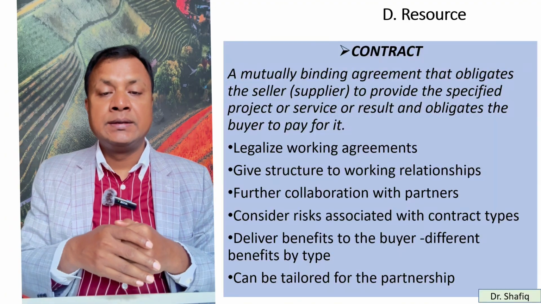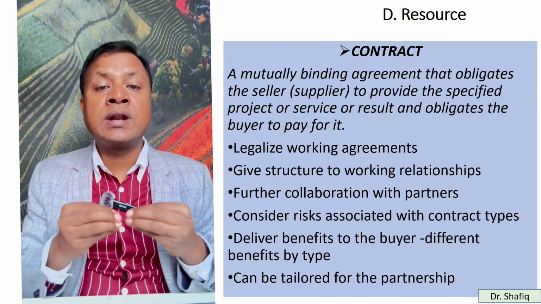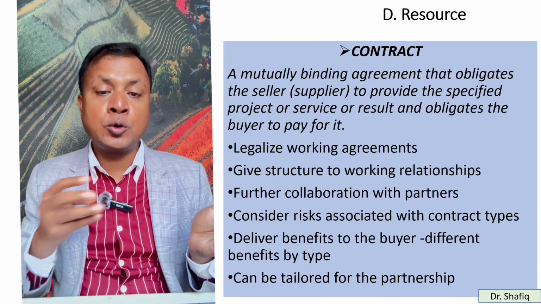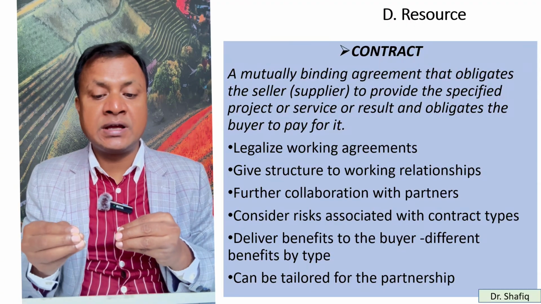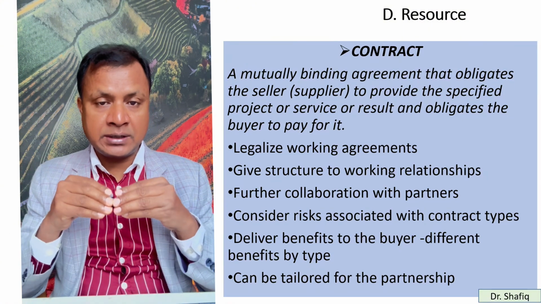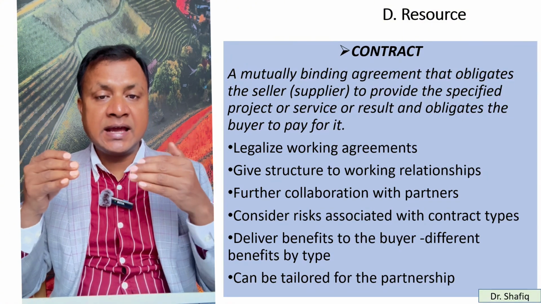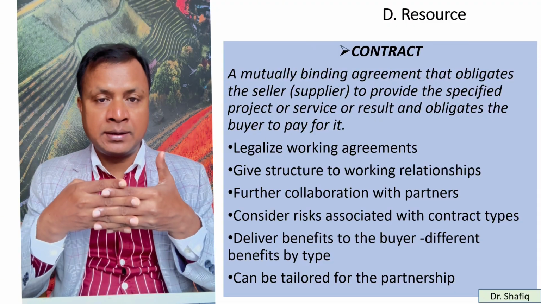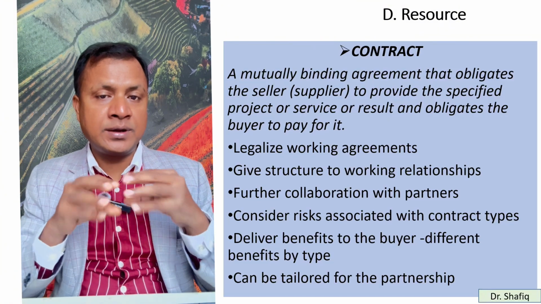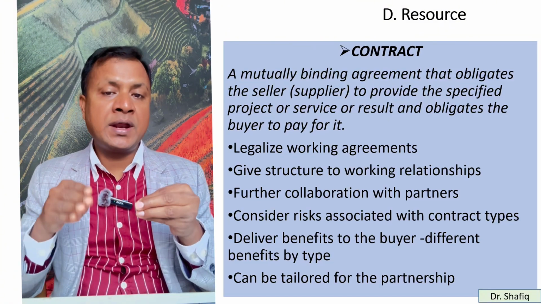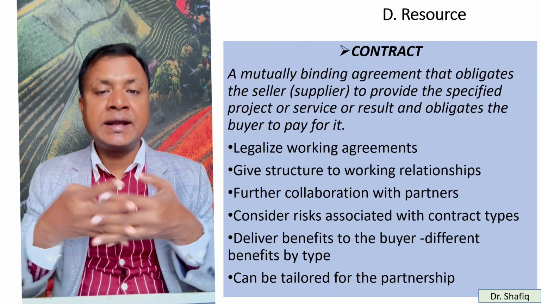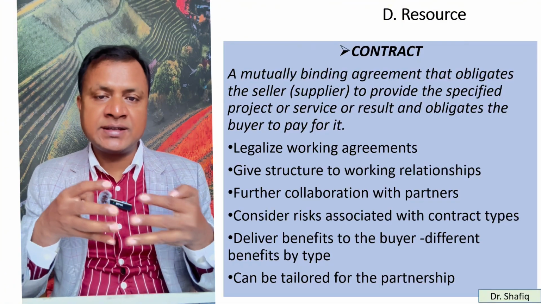And now, what is contract? A contract is a mutually binding agreement that obligates the seller to provide specified product, service or result and obligates the buyer to pay for it. So there are two parties in the contract. They are legally bound in an agreement. So the seller agrees for providing some product or services, resources. On the other hand, buyer is ready for paying it. So both agree. So it's a mutually binding agreement that obligates both buyer and seller.